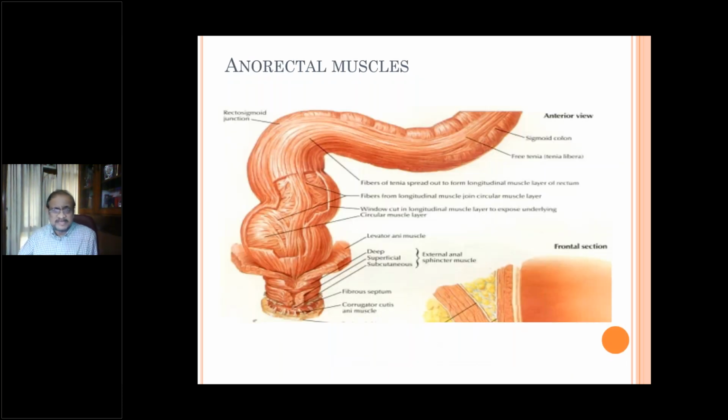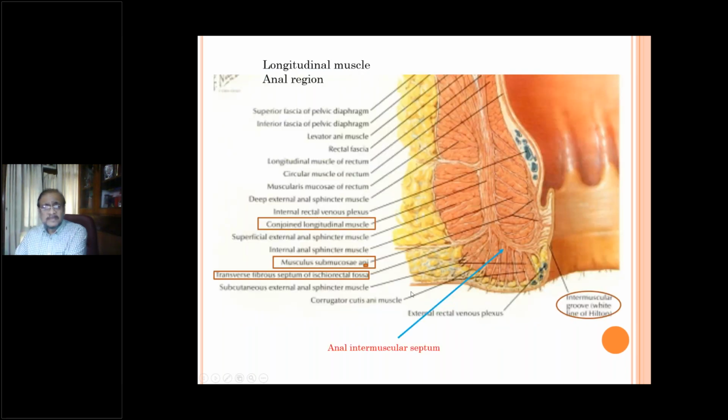So this is how it looks from the external view. See the tenia coli forming the longitudinal muscle, inside the circular muscle. So longitudinal, circular, and see this is the levator ani. That is how it encloses. The whole thing is basically like a clamp. And here you have the fibrous septum and the corrugator cutis ani muscle. What is that? That is basically the fibers of the longitudinal muscle. They form the corrugator cutis. Right? We have already talked about that. I won't be wasting time on that.